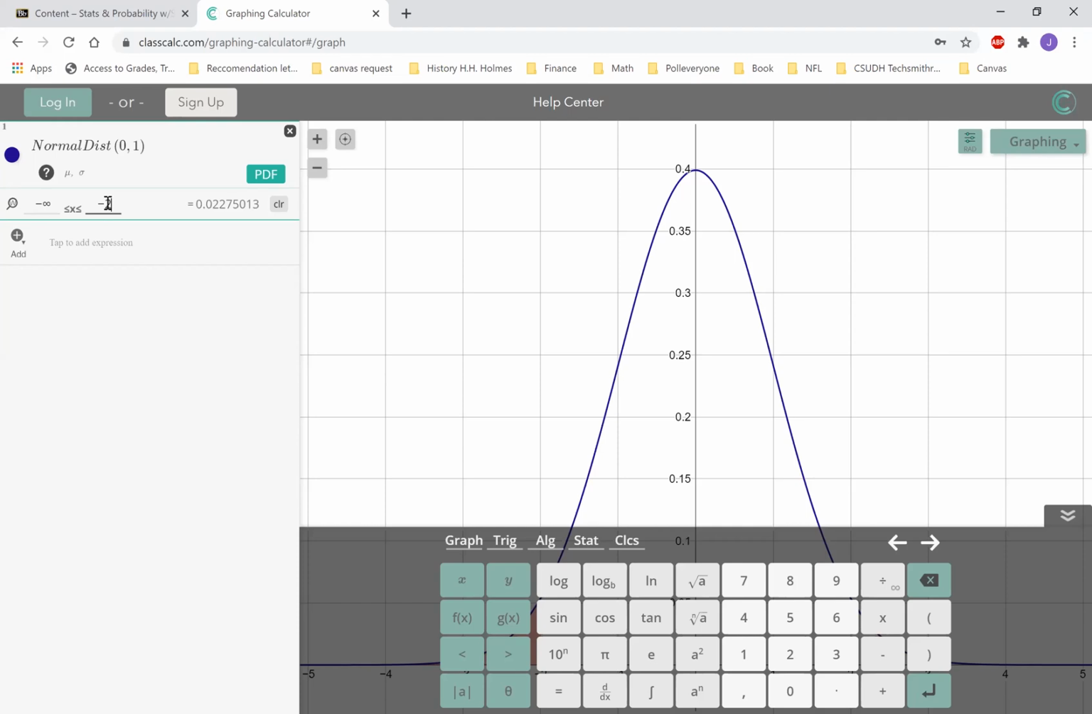Any question with that problem? All right, so that's one way that you could do it. That's the way where you convert into the z-value, and once you convert to the z-value, you use a mean of 0 and a standard deviation of 1.